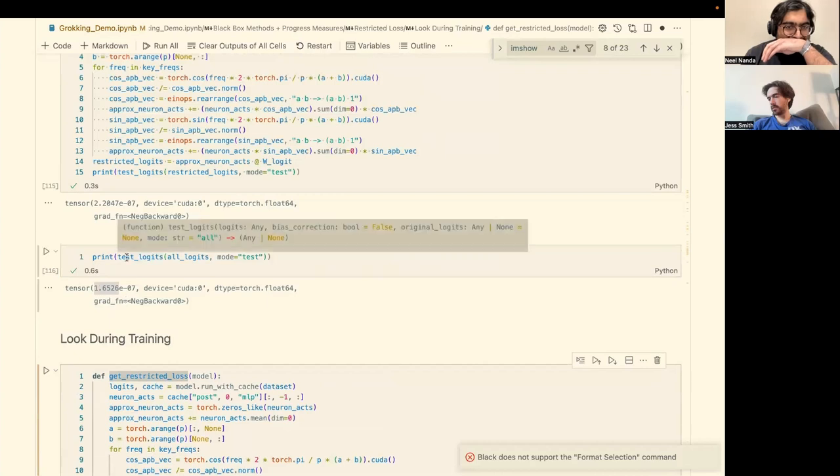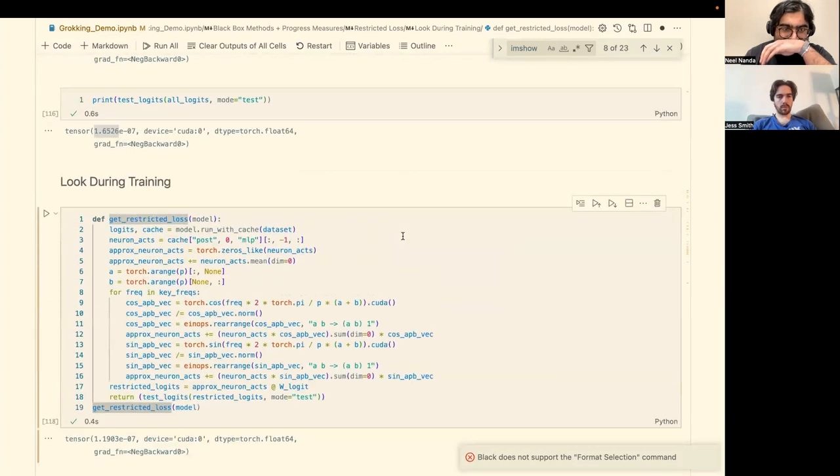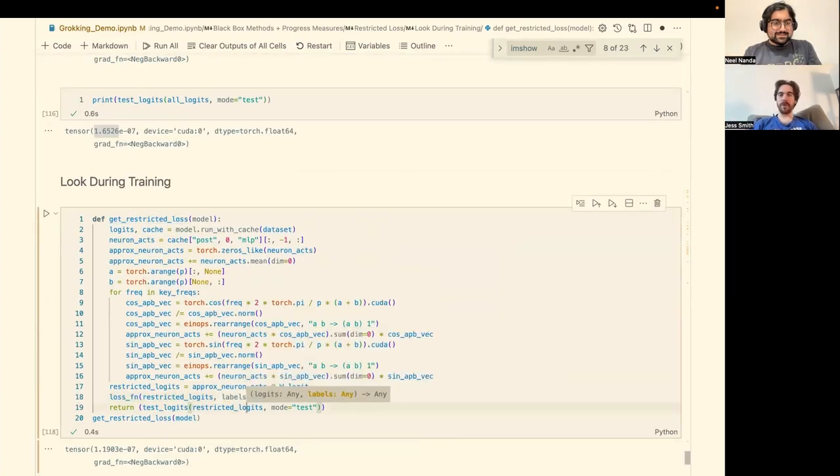Why does it think that the answer is different from the answer up here? Torch is trying to be optimal and is using 2-bit floats. So it's just a floating precision error.